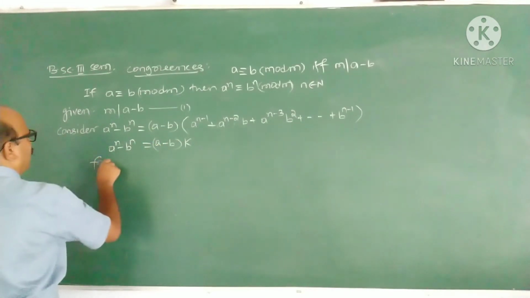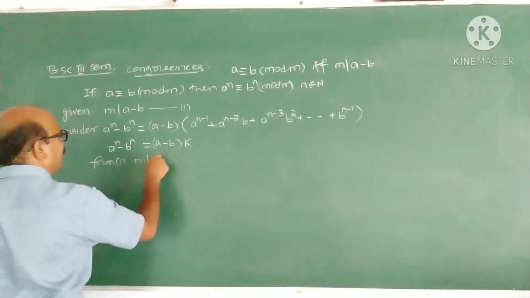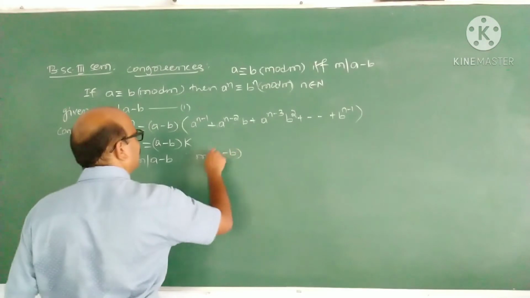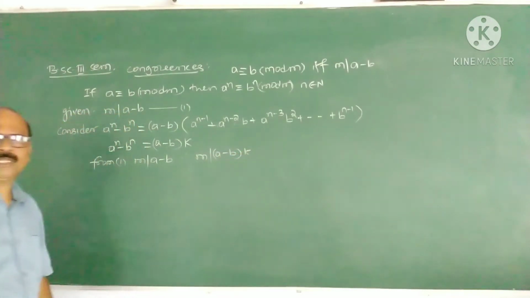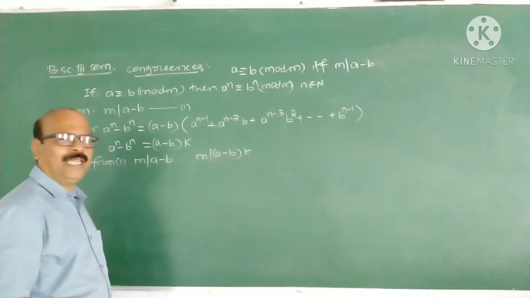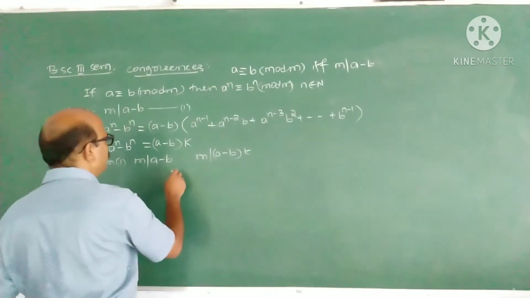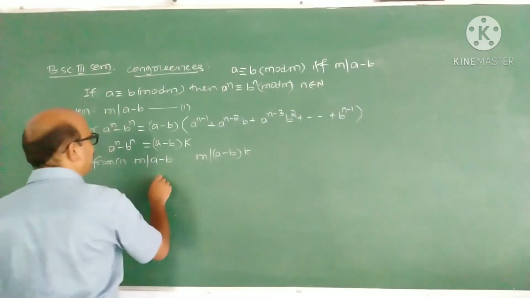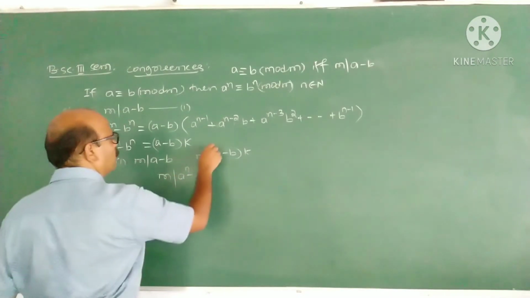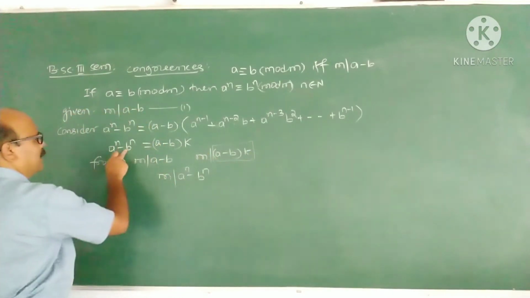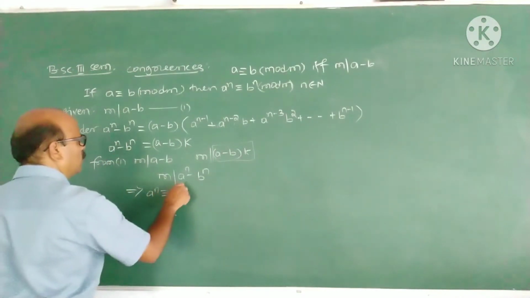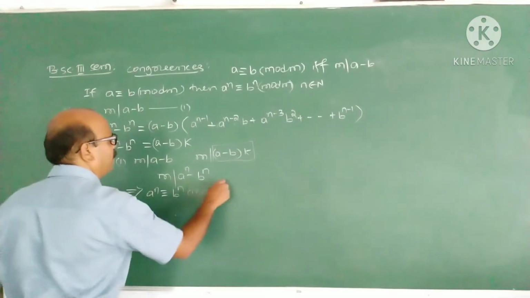Now, from 1, m divides a minus b. Therefore, m divides a minus b into k, where k is some integer. This is a property of divisibility: if m divides a, m divides ax. Therefore, m divides a raised to n minus b raised to n, because a minus b into k is a raised to n minus b raised to n. This implies a raised to n is congruent to b raised to n mod m.